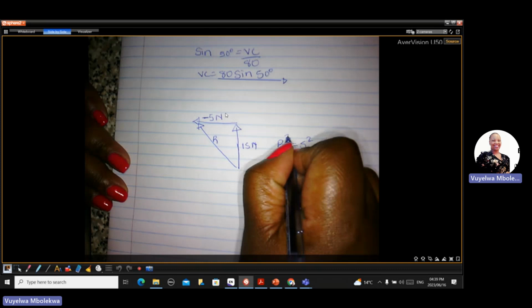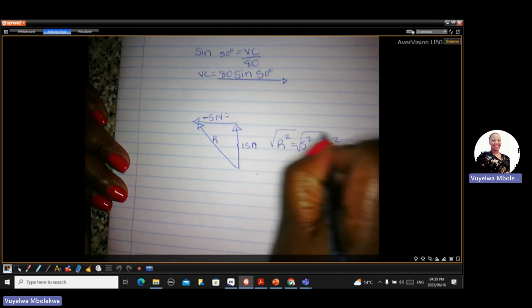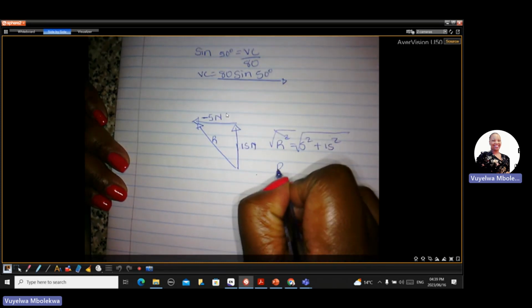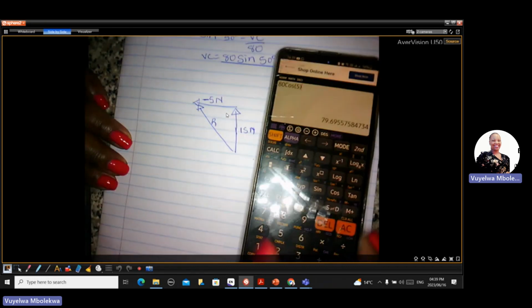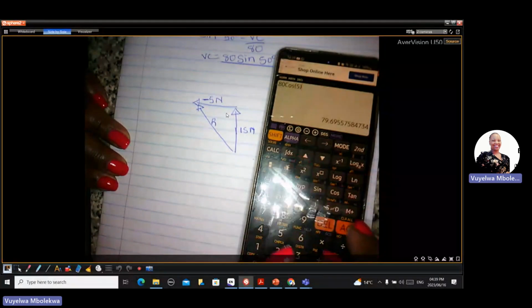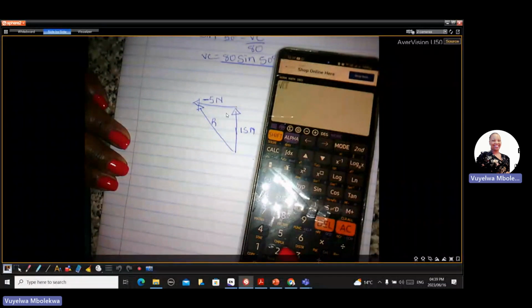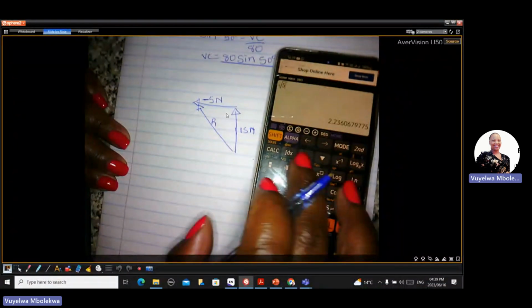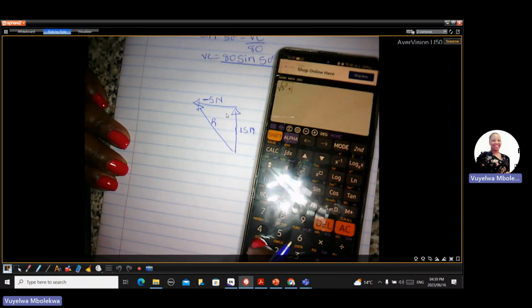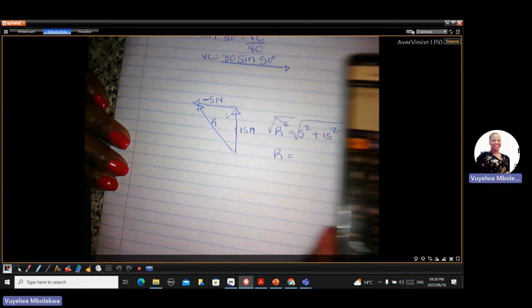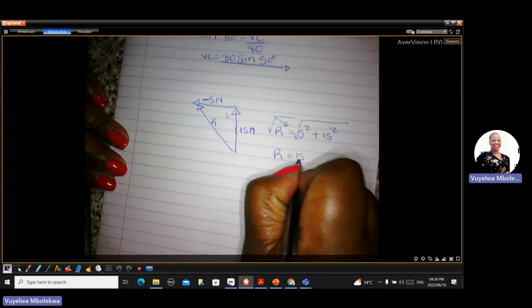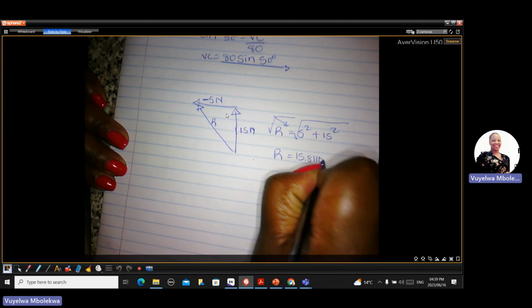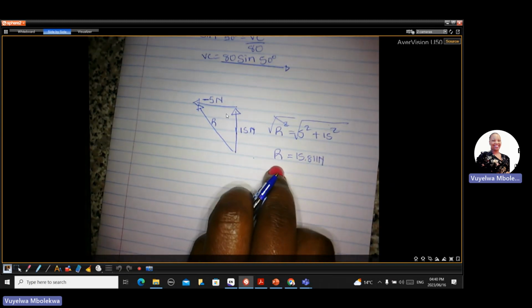Then to get rid of that, you square both sides, and then that cancels that, and then R will be equal to the square root of 5 squared plus 15 squared. It gives us 15.811 newtons. So this is just the resultant.